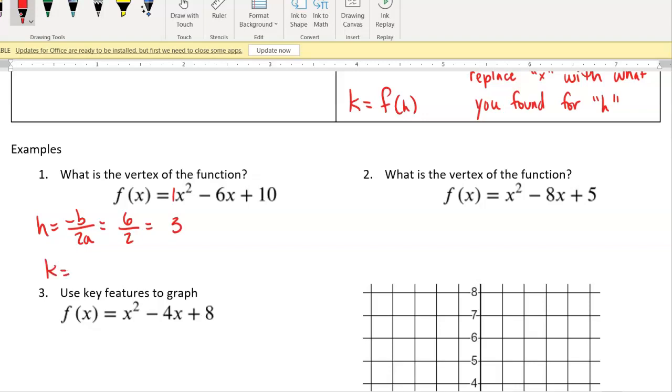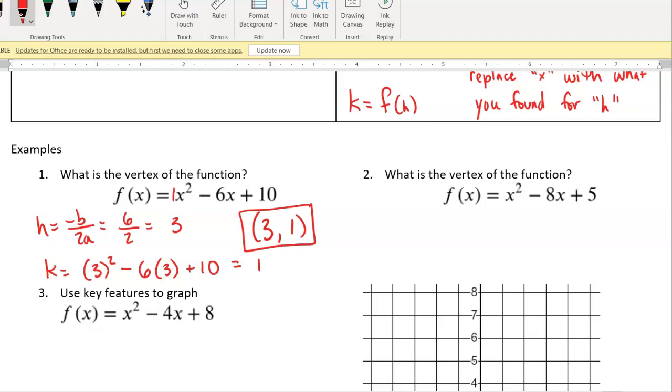So to find what k is, we're going to put 3 in for x. So x is squared, so I always put this in parentheses. It would be 3 squared minus 6 times the value for x, which is 3, plus 10. You can do this on your calculator, typing it in exactly as you see it and getting the answer without having to worry about order of operations. But if you do it in your head, make sure you follow order of operations. So 3 squared is 9. -6 times 3 is -18. So 9 minus 18 is -9, and then plus 10 is +1. So there's your vertex, the coordinate (3, 1).